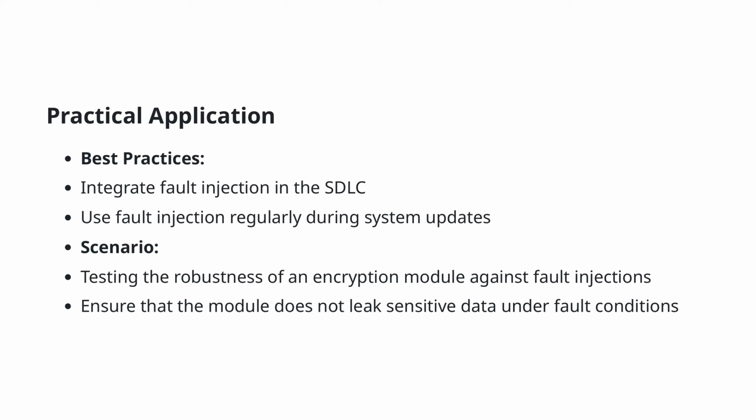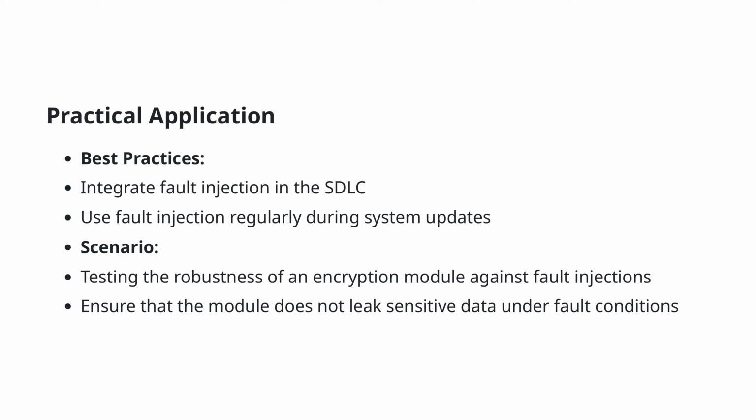To achieve the best outcomes, it's essential to integrate fault injection strategies into your software development lifecycle, SDLC. This ensures that faults are identified and mitigated early, enhancing system robustness. Regular use of fault injection during system updates is another best practice. By continuously testing, you can catch new vulnerabilities introduced by modification.